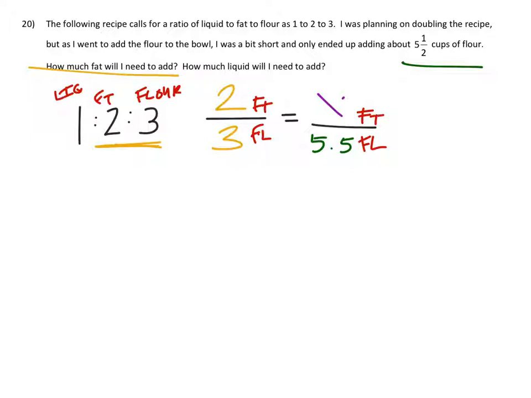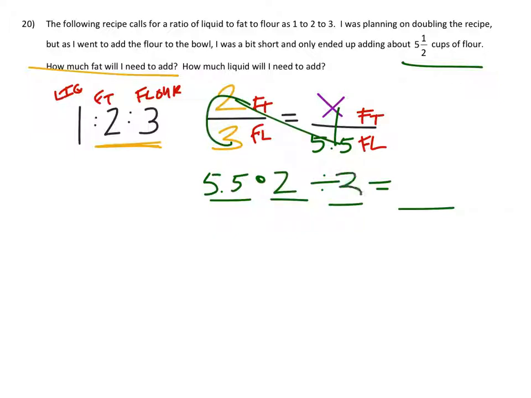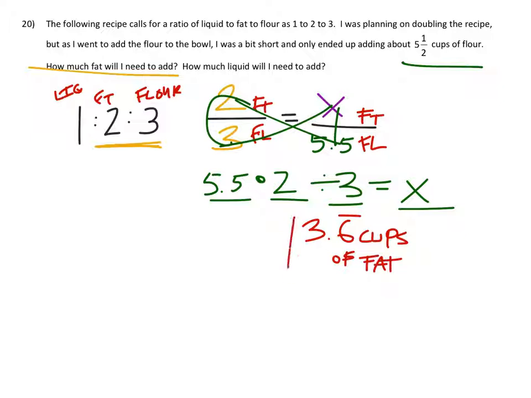So, once again, using fishy method. And this one, again, just solves for the amount of fat that we need. How many cups? So I start at 5.5, cross up to 2, bring that down to 3, and finish off at x. So 5.5 times 2 divided by 3, I got 3.6 repeating cups of fat. So that's how much fat I need to add.